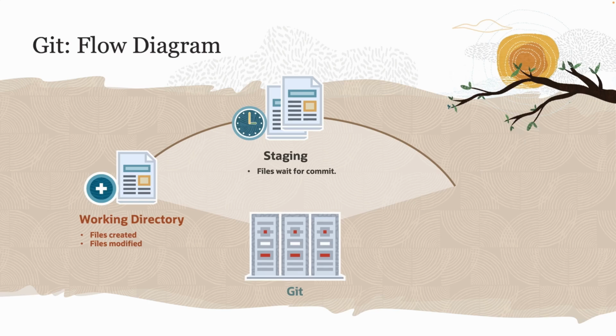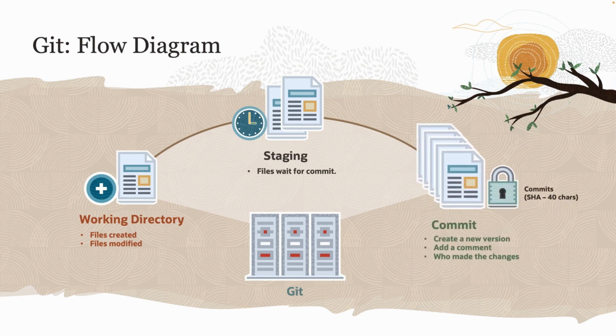To stage your files, you tell Git what files you want to add to the commit. You might have files that have changed that you do not want to add right now, or there might be files that you do not want Git to track, so you wouldn't stage those. The next step is to commit the staged files to the repository. You will have to add a short comment about the changes, and it will track who made those changes.